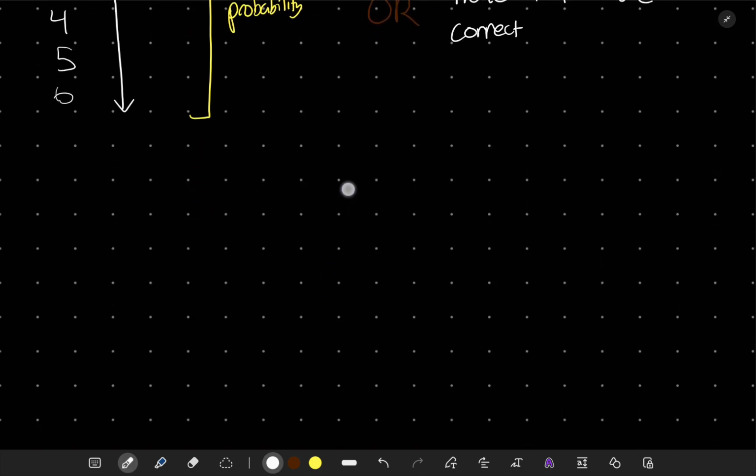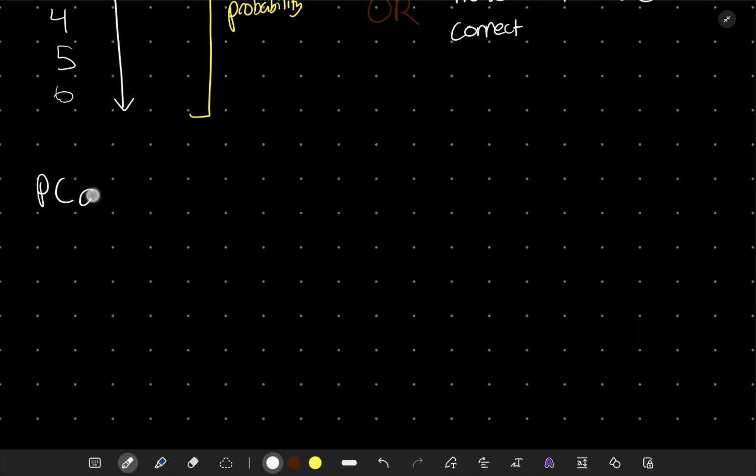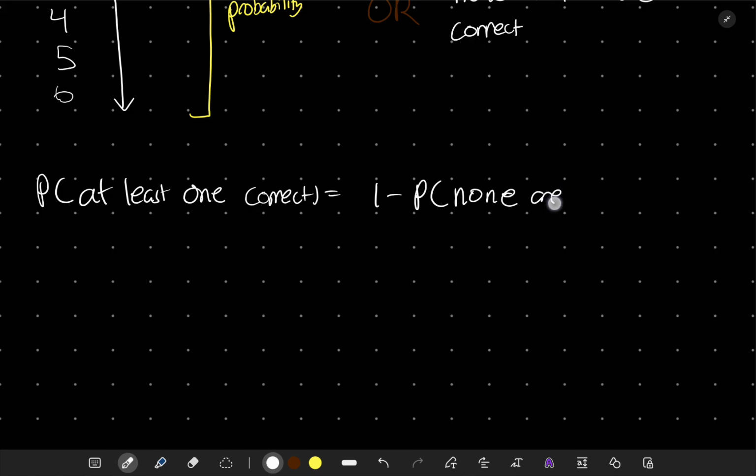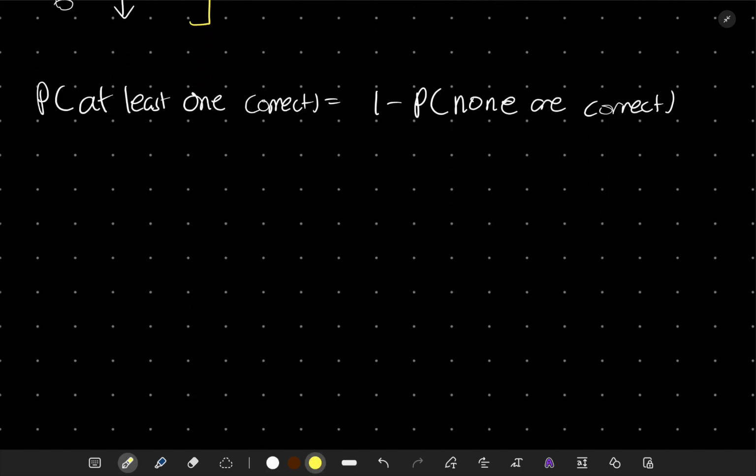So the way I'm going to write this question is: the probability of at least one is going to be equal to 1 minus the probability that none are correct. So basically, let's think of it like this: if there is an answer choice of A, B, C, or D, let's say that B is the correct one.